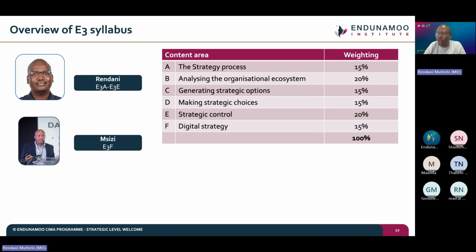Then the strategic control is to say, once strategy has been implemented, how do we know we are winning? So we then talk about things like KPIs, and we then talk about things like critical success factors and how to go about evaluating them. Then lastly, we then say strategy cannot exist outside digital technologies that have come to immerse this particular environment. So that's what Msizi will then unpack and do for you right then.